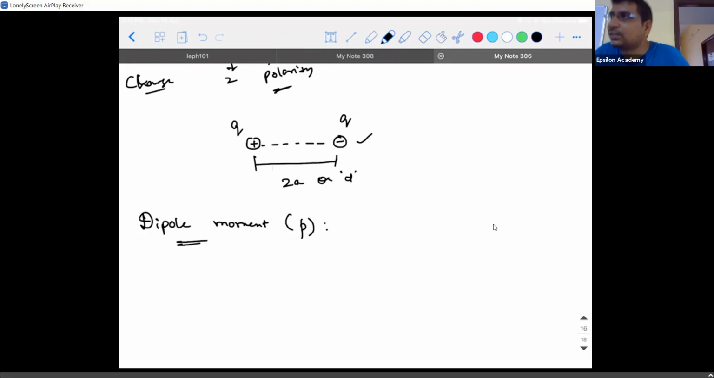Okay, you have two charges here. Which charge will you take into consideration? Either of the charges. So write it down. The dipole moment's definition is: it is a product of the magnitude of either of the charges and the distance of separation between them. So mathematically, how can I write it? q into 2a, or q into d also.